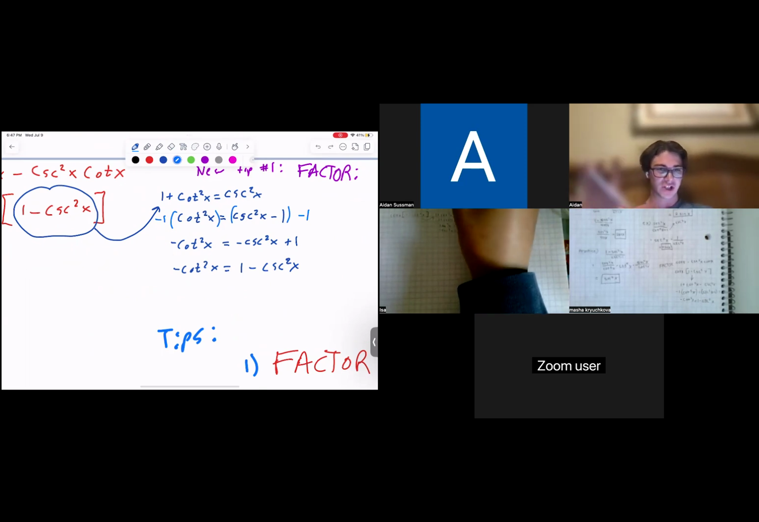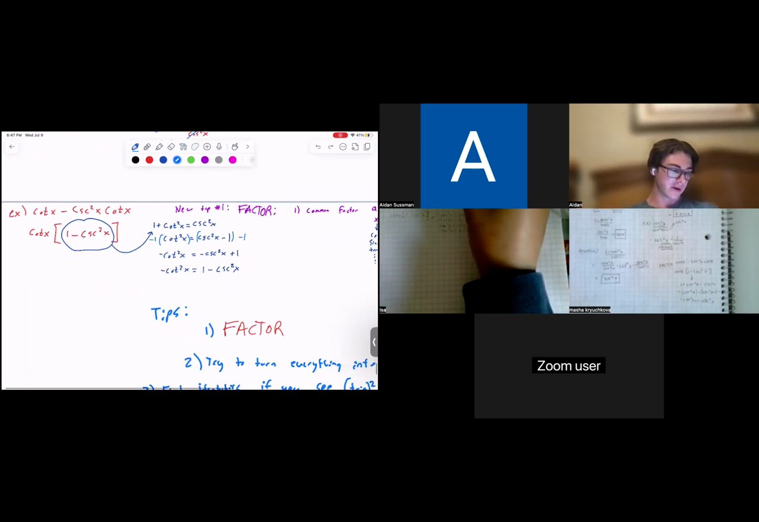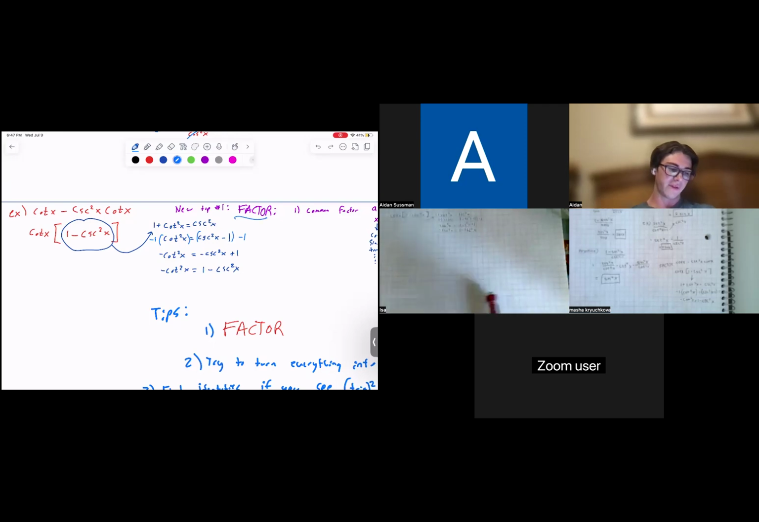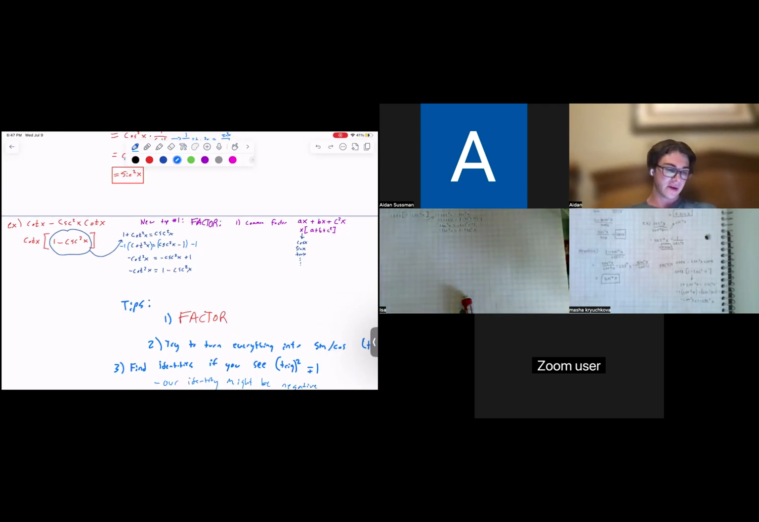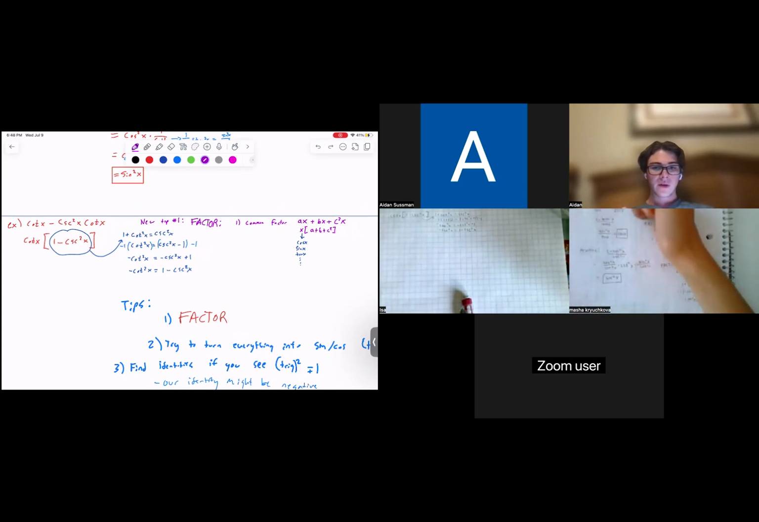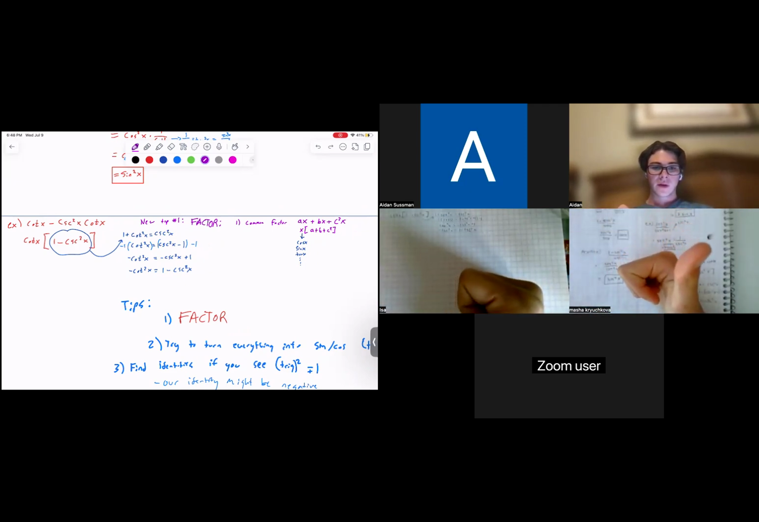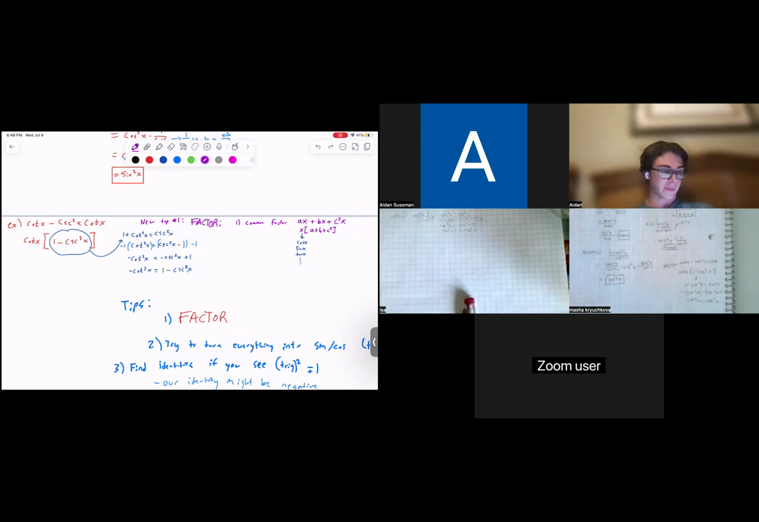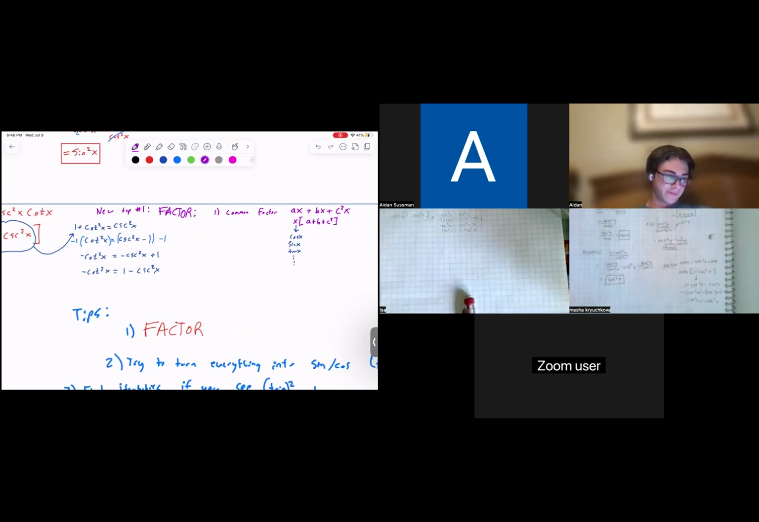Does anyone have any questions on that? So that's the big thing to remember. So we learned 2 new tips, factoring and making sure that we know if we have a negative Pythagorean identity. Does anyone have any questions on this? Helena, does that make sense? Yeah, makes sense. Awesome. All right.